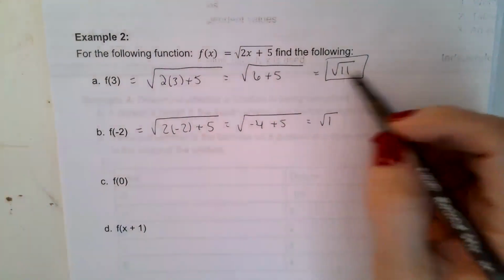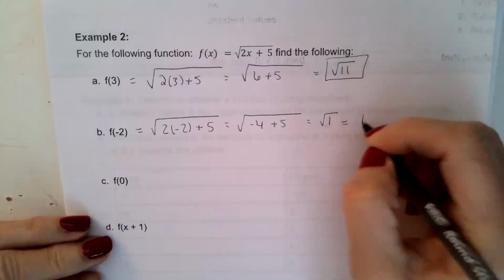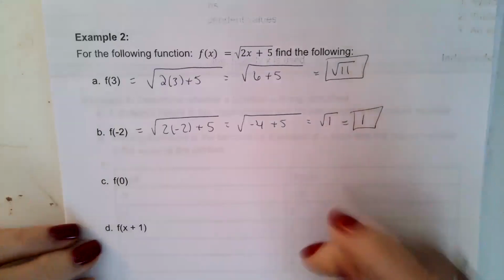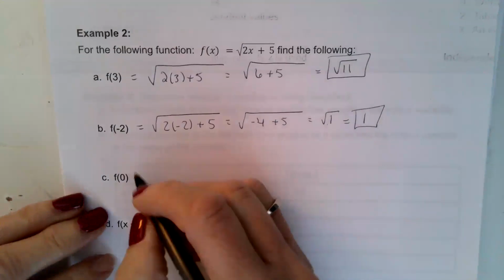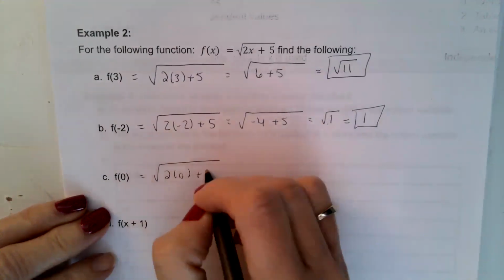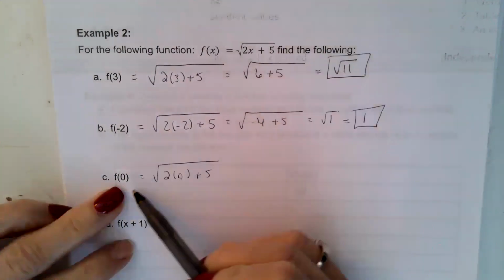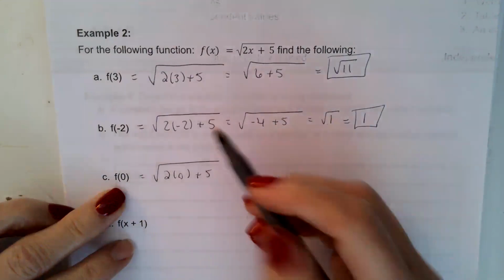The square root of 11 is an irrational number, so we'll leave that. The square root of 1 is the integer 1, so we'll simplify that. And then we're going to evaluate at 0. So you can see my process looks the same each time, except I'm just putting in a different input.